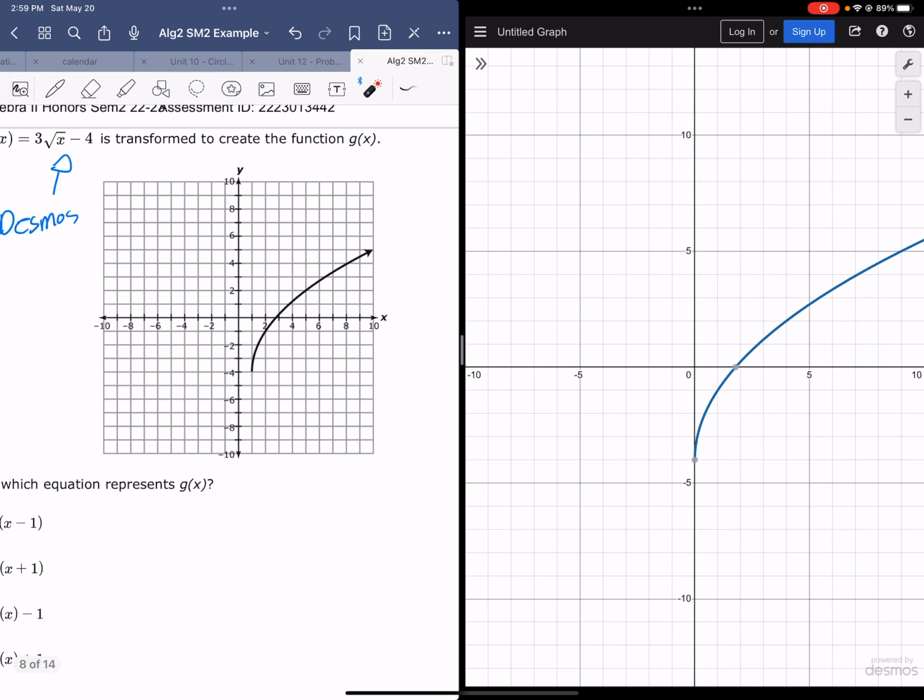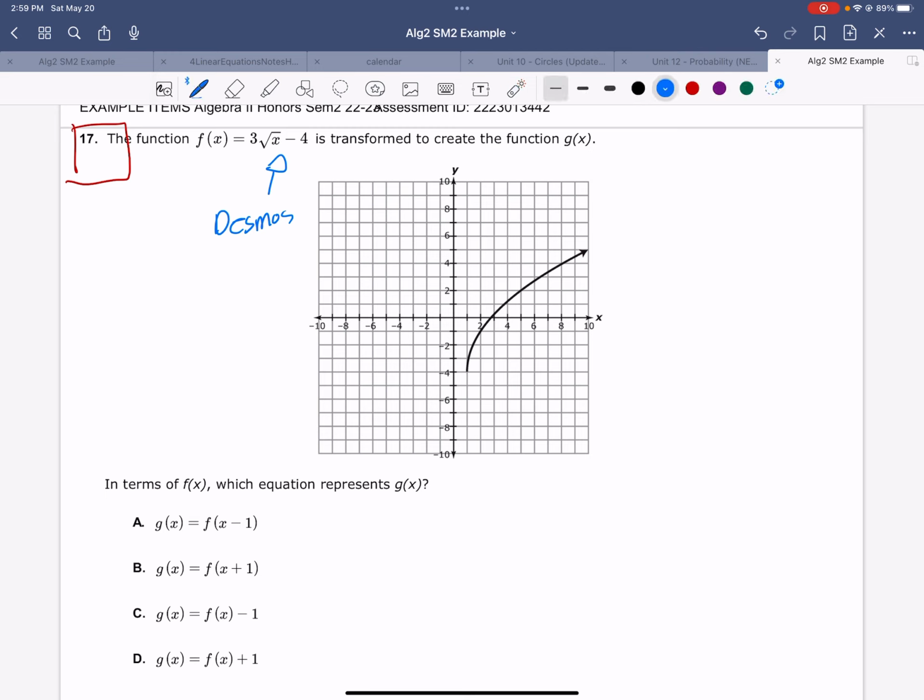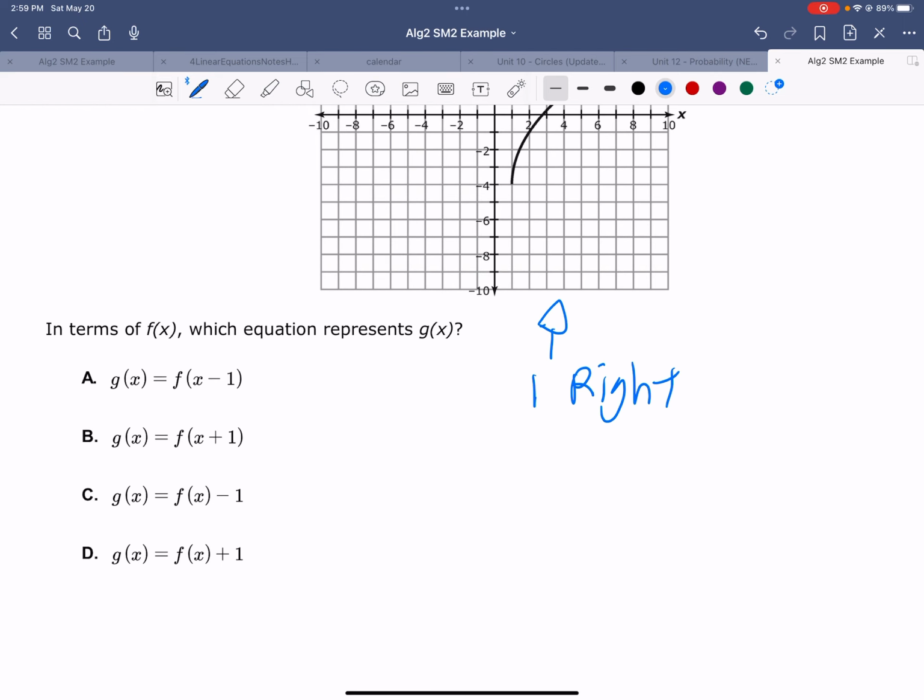So this graph has changed to this one here. Do you see it starts from the 0 here, and goes like that? So as you can see, it moved 1 unit to the right, isn't it? So it moved 1 to the right, if you look at Desmos. So which one of these is 1 to the right? Which is this one, because this is the same thing as 1 to the left, because it's inside a parenthesis. This one is the same as 1 down. This one is the same as 1 up. Very simple.